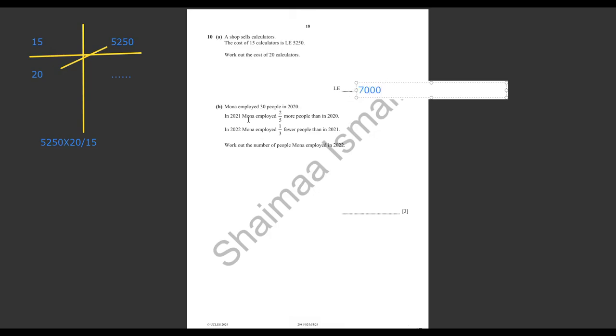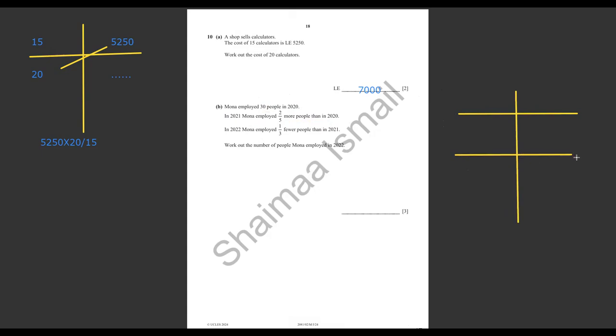Okay, again, fraction is like percentage, same like ratio. So here in this question, he asks you about in 2021, Mona employed 2/5 more than in 2020. Okay, we started with 30 in 2020. Let's write this and organize them with the T table or the plus table here. Sometimes we make it like this. We have 2020, we have 2021, we have 2022. It's a lot of pluses.